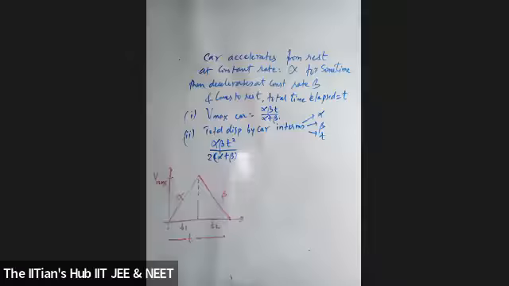Sir, I have taken the maximum velocity equal to v. So v equals 0 plus alpha t1. Similarly, 0 equals v minus beta t2. So from the above equations, t1 equals v by alpha and t2 equals v by beta. So t1 plus t2 equals t equals v by alpha plus v by beta. So v equals alpha beta t upon alpha plus beta. Absolutely correct. All right.